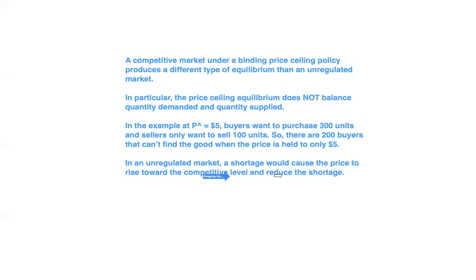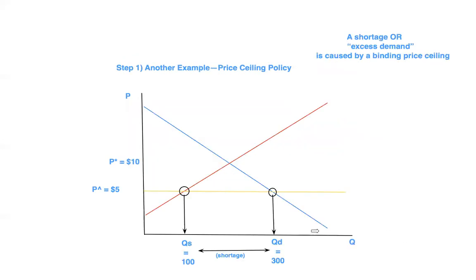And in doing so, it would reduce that shortage. We didn't on this diagram indicate what the equilibrium quantity would be, but it looks like it would be something like about 200 units. So once we let the price go to 10, we would have 200 units that were offered for sale, and then there would be exactly 200 buyers, and the equilibrium would be restored.